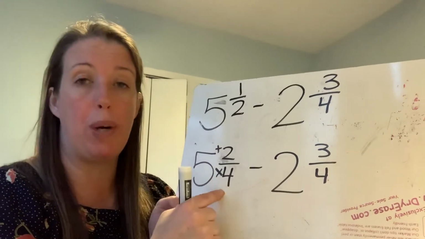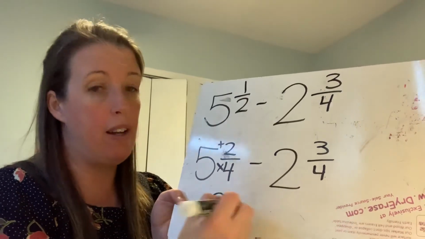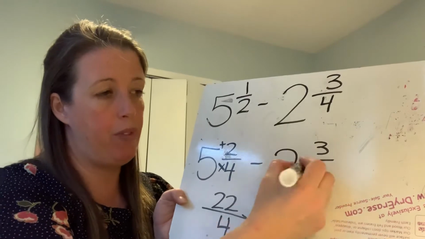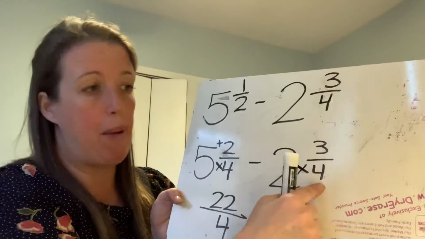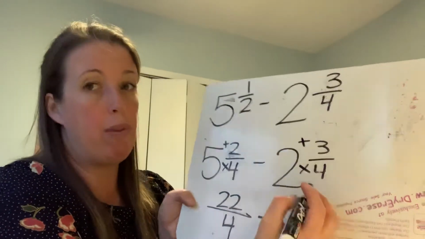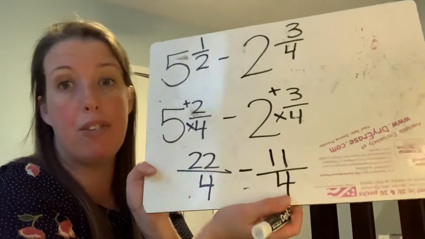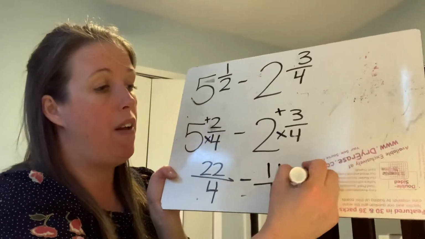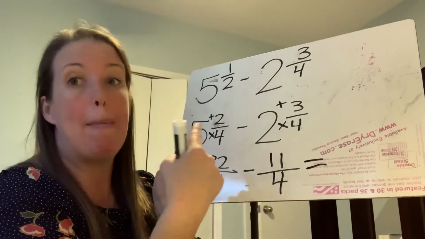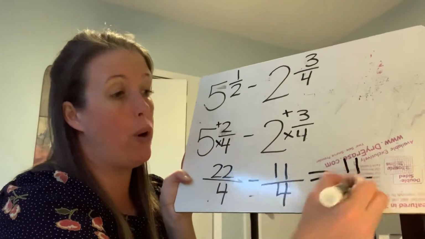5 times 4 is 20. And adding my numerator, 22. 22 what? Fourths. That doesn't change. And now, my denominator times my whole number. 4 times 2 is 8. Plus 3 more is 11. And again, my denominator is not changing, 11/4. If I want to now subtract, 22 minus 11 is 11, and there's still fourths.